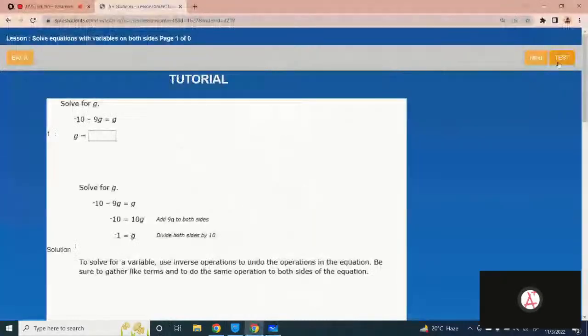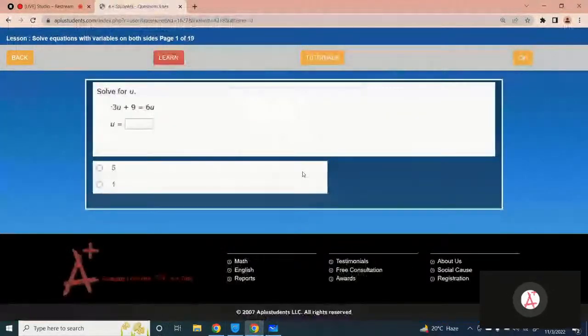Let's start with the test. You can do the questions by yourself because they are already solved. So let's start with the next one.